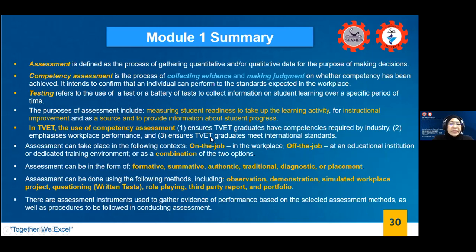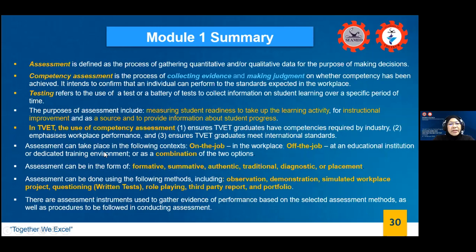What are the purposes of assessment? Measuring students' readiness, instructional improvement, and providing information on whether the student is progressing or not. Now, in TVET, what is the use of competency assessment? Remember, very important, we are all in TVET. We have to remember this. It is to ensure that the graduates are competent and have the competencies required by the industry, it emphasizes workplace performance, and they meet international standards.